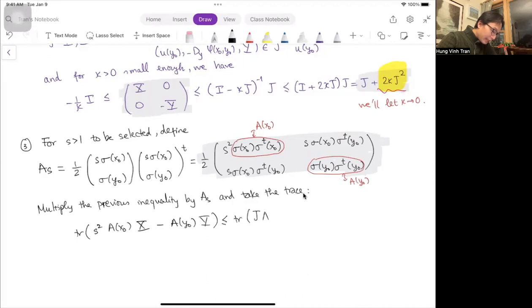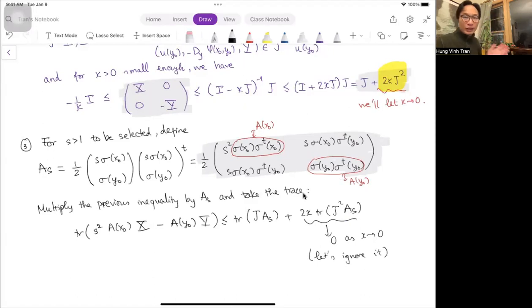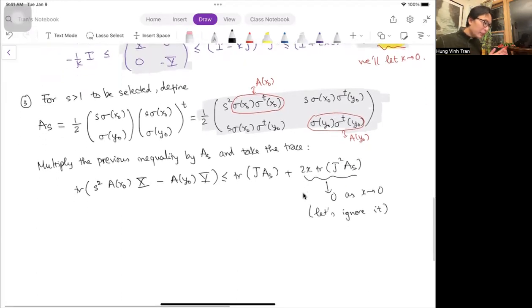J times AS plus 2 kappa trace of J squared times AS. Again, the second term here will go to 0 as kappa goes to 0, and let's just ignore it, because I'm going to let kappa go to 0 after this step. I don't have to compute it. But we need to compute what is trace of J times AS.